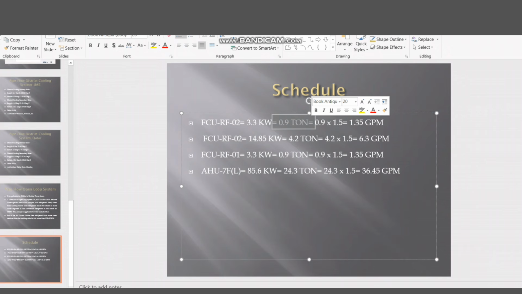So I explained already before that, I am multiplying with 1.5. So you will get 1.35 GPM for the FCU RF02. So 1.35 GPM means I am going to apply the velocity plus friction method.